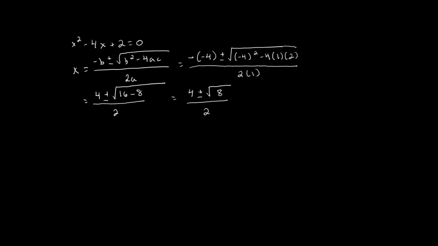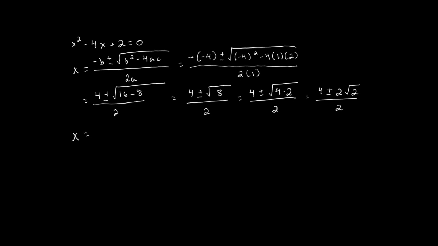And we need to simplify that square root. So the square root of 8, we're going to simplify that radical. That is 4 times 2 inside there, and I can take the square root of 4 to get 2. So this is going to be 4 plus or minus 2 times the square root of 2 over 2.